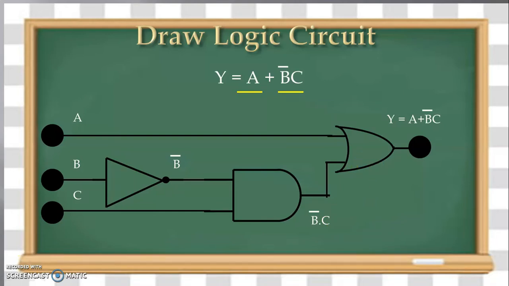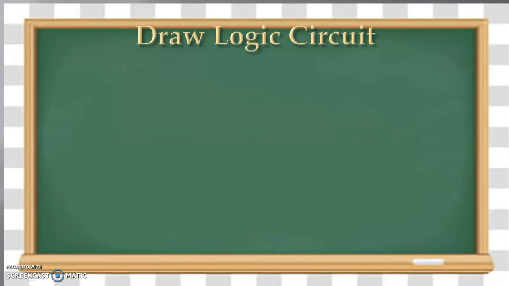So the given Boolean equation y is equal to a plus b bar c is one of the very simplest Boolean equations. We have three inputs, three variables, and we have implemented the circuit with the basic logic gates. Now let us see one more Boolean equation and we'll implement the circuit.